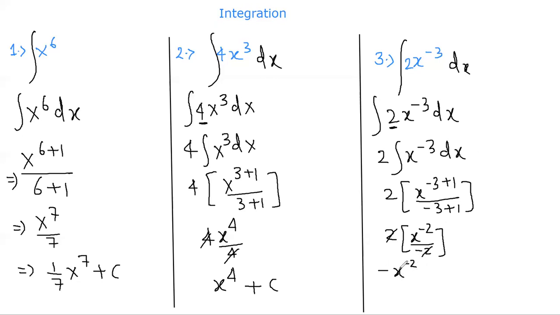Always remember, whenever the variable's power is negative, we will always try to make it positive by shifting that variable to the denominator, because we can change the sign of the power by shifting the variable from numerator to denominator or denominator to numerator. Right now this is in the numerator, so we can shift x to the power negative 2 into the denominator. So that will become negative 1 over x to the power positive 2. That is how we change the sign of the power here. And now we can put the plus c with this. So that is our answer for this particular question.